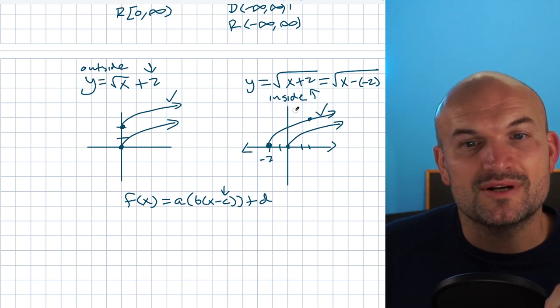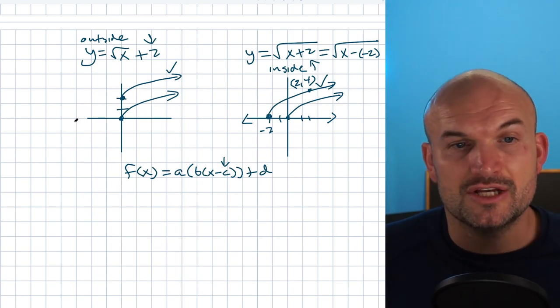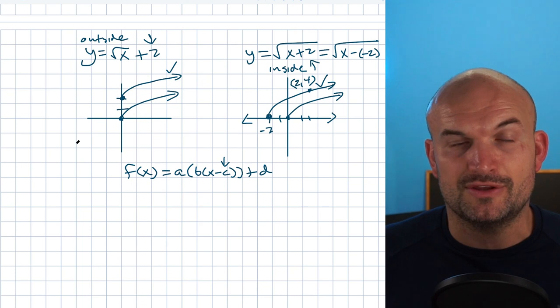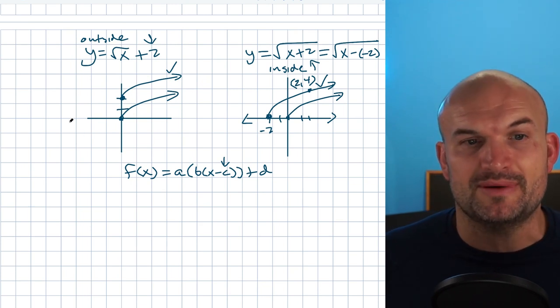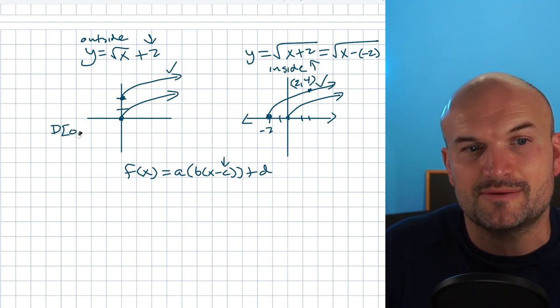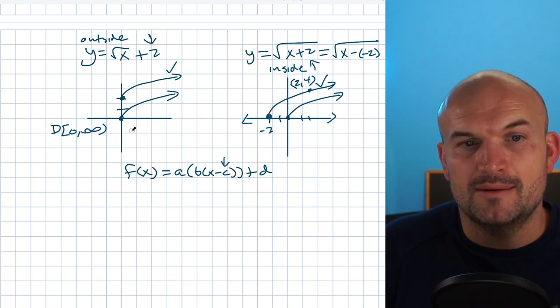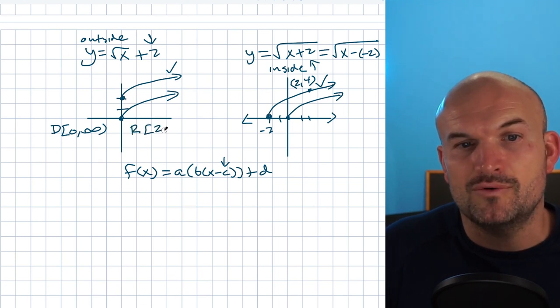So that's why it's very important to know what your points are that you're dealing with. The other thing I want to add into this is our domain and range. Whenever we have a vertical transformation, the domain is not changing, right? The domain is going to be how far the graph is going to the left as well as to the right. So the domain in this case is going to be 0 to infinity. However, since this graph shifted up 2 units, my range is now going to be from 2 to infinity.